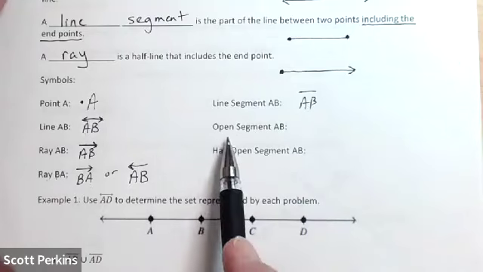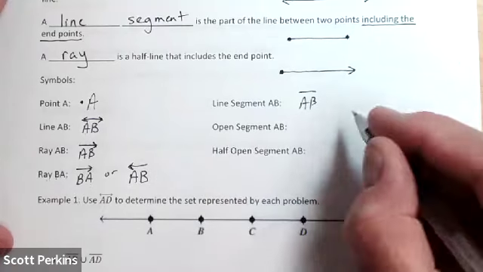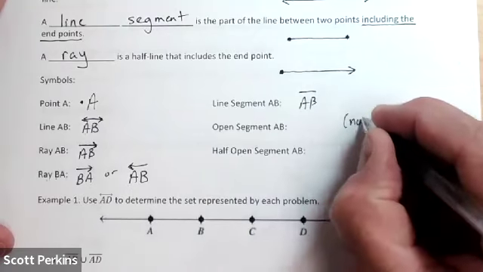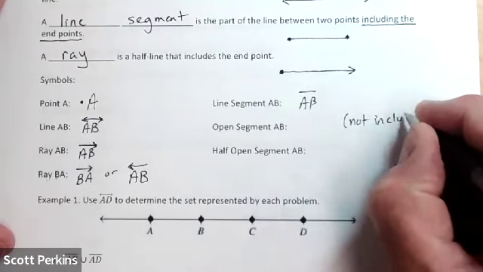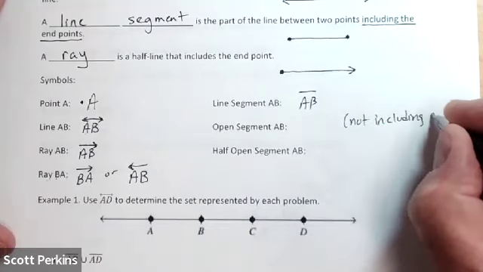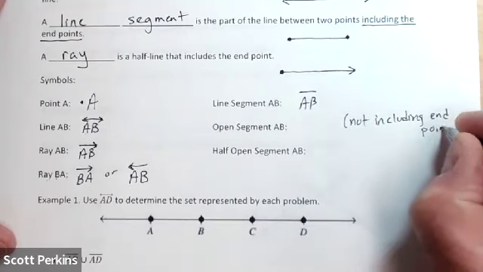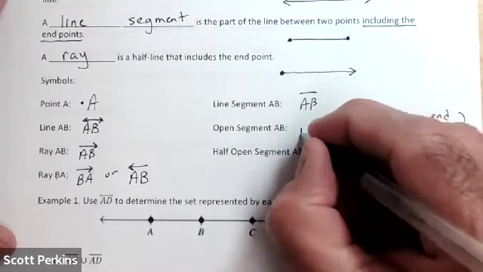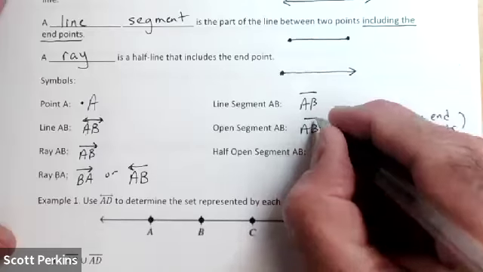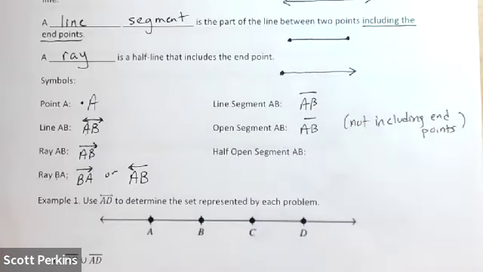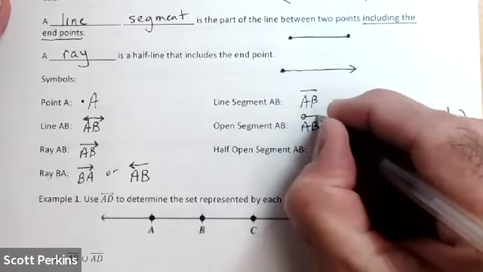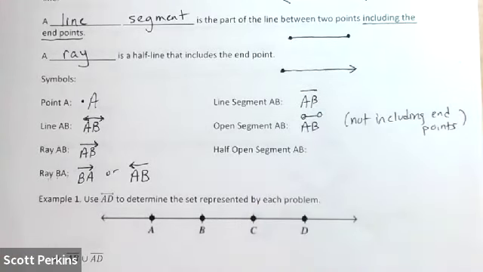Now, what's called an open line segment is if you want to indicate that it's just the part of the line between two points, but not including the endpoints. Then what you would do is write the A and the B again, and then do your little line. So that people would know that you're not including the endpoints, you would put an open bubble on each side to indicate that the endpoints are not part of the answer.